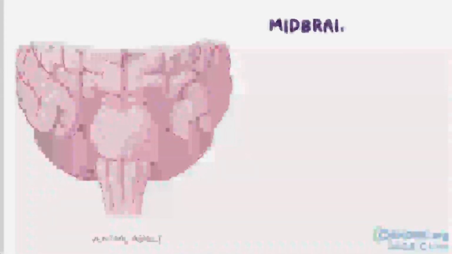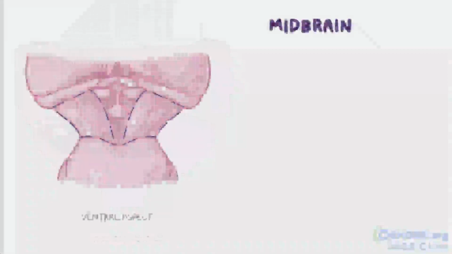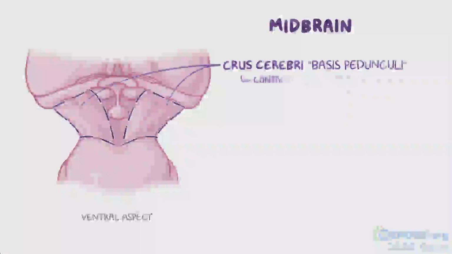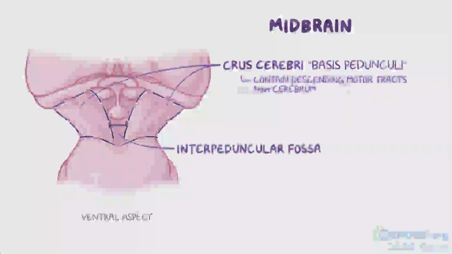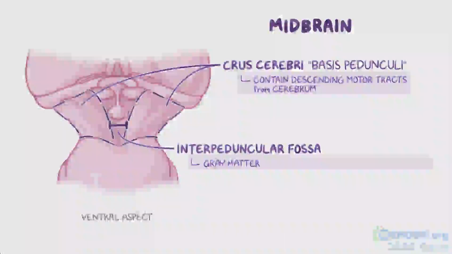Finally, let's look at the midbrain, which sits between the pons and the forebrain. First, let's look at its ventral aspect. Laterally, there's the crus cerebri, or the basis pedunculi, which contain descending motor tracts from the cerebrum. Between them, there's a space called the interpeduncular fossa. The gray matter at the junction of the crus cerebri at the base of this fossa is called the posterior perforated substance because many small blood vessels penetrate its surface.